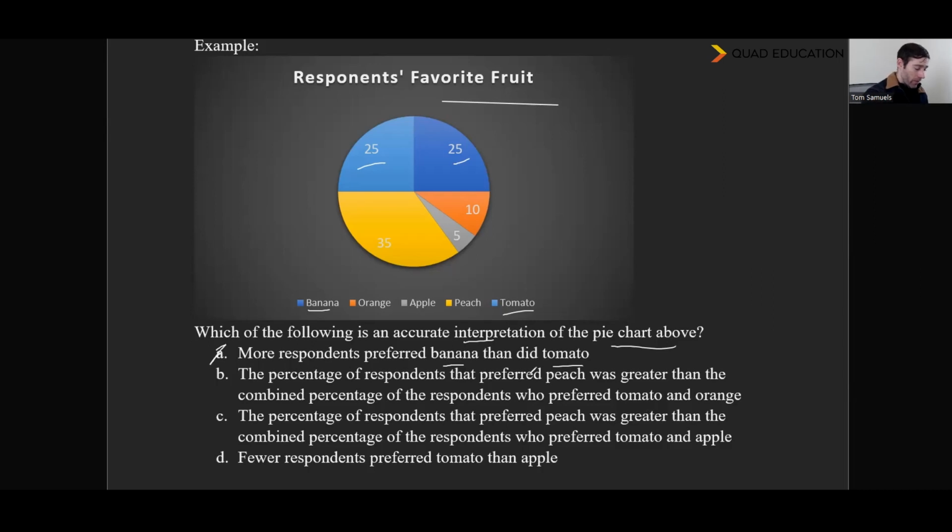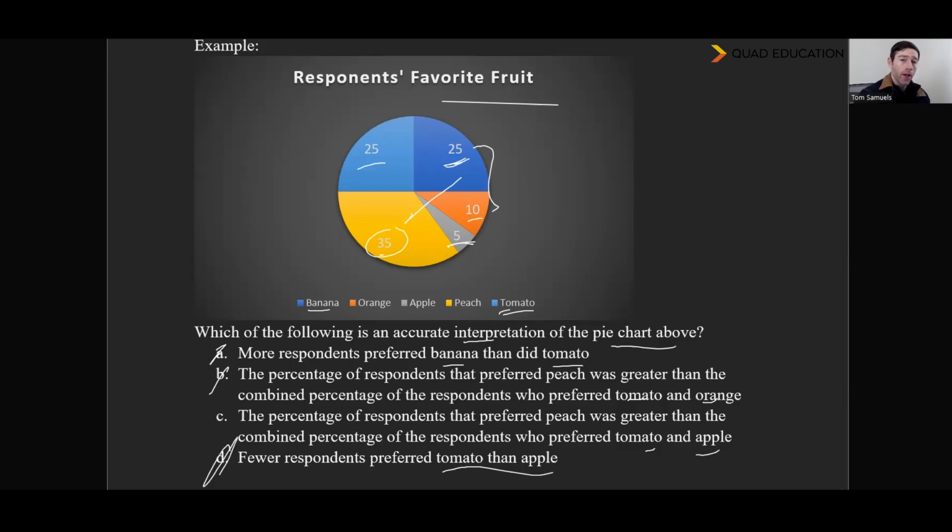The percentage of respondents that preferred peach is apparently 35, and the combined percentage of respondents who preferred tomato and orange, tomato being 25 and orange being 10, is a total of 35. So those are the same. So no. The next says the percentage of respondents who preferred peach was greater than the combined percentage of respondents who preferred tomato and apple. We have 35 again for peach, and tomato and apple, tomato being 25 and apple being 5. So that does appear to be true. And finally, fewer respondents preferred tomato than apple. Tomato being 25 and apple being 5, that's just not true.